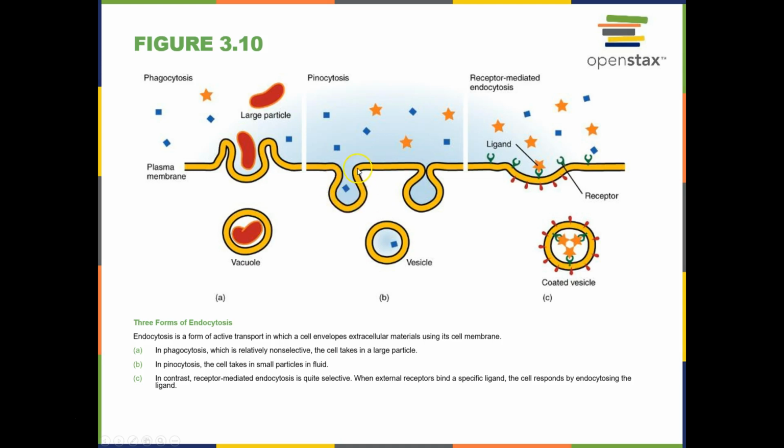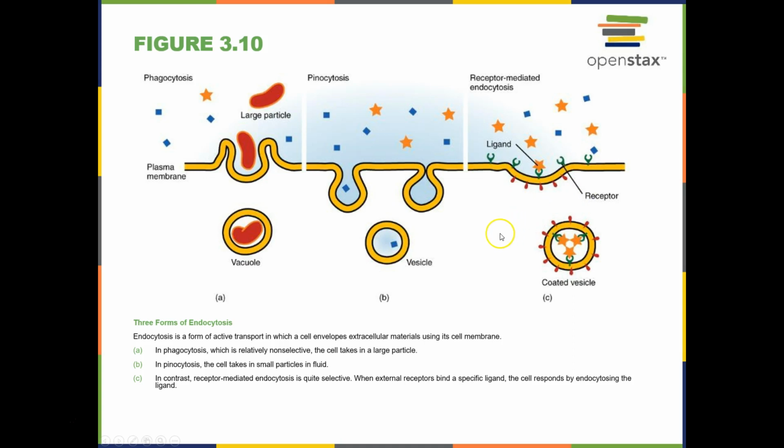And again, you're surrounding some material, some fluid with some dissolved molecules inside. You're blebbing off that vesicle, and you now have a membrane-bound vesicle inside that contains whatever dissolved materials were in there. And then we have receptor-mediated endocytosis.